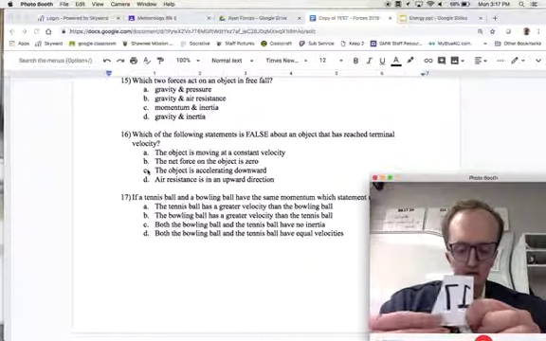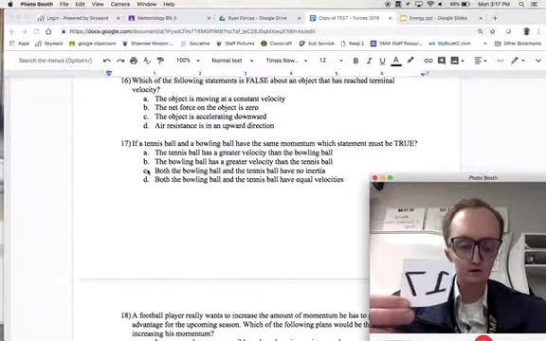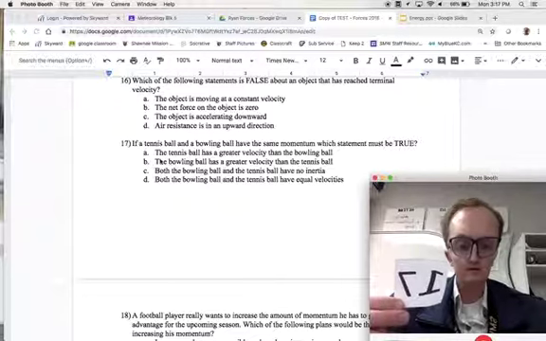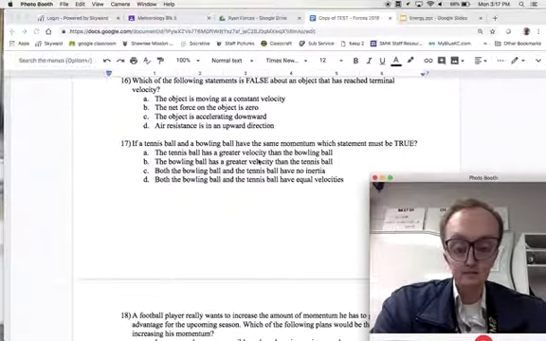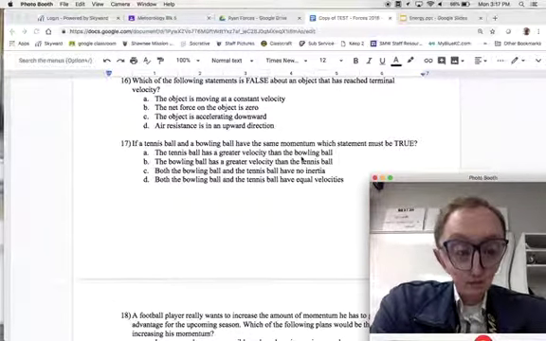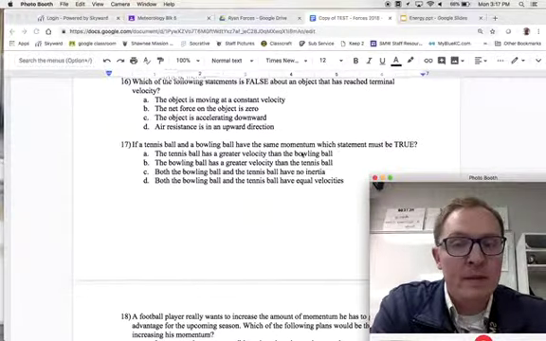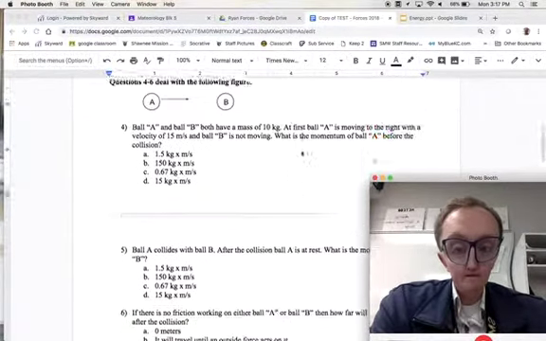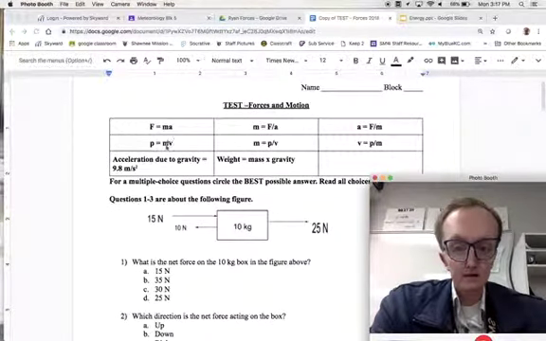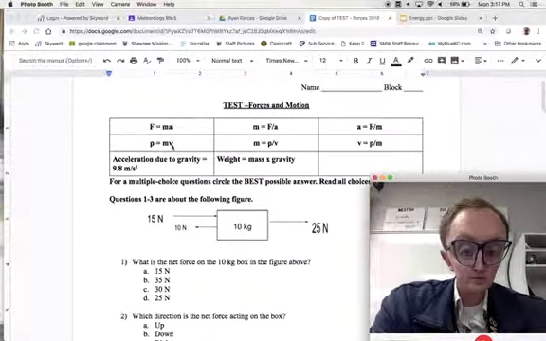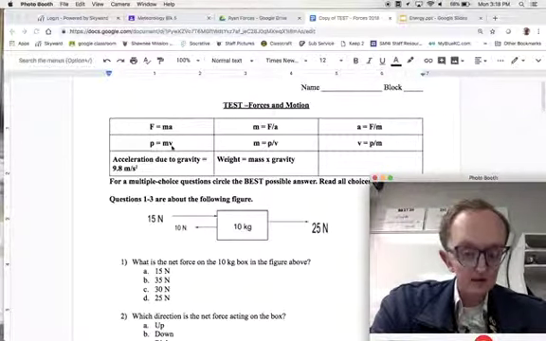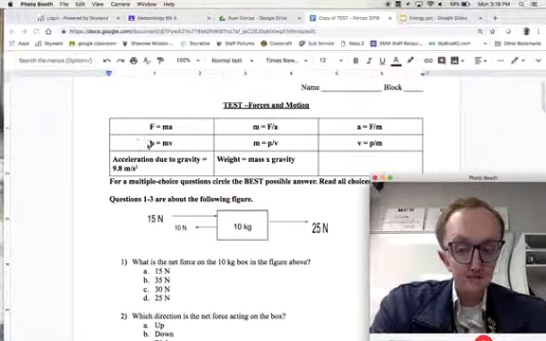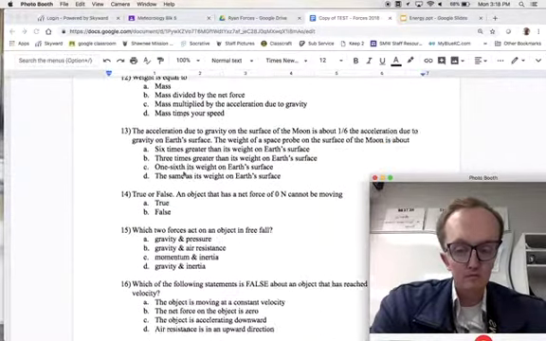Number 17, coming at you. If a tennis ball and a bowling ball have the same momentum, which statement must be true? The tennis ball has a greater velocity than the bowling ball. That sounds like the right answer. Why? If they have the same momentum, remember that momentum is calculated by the mass of an object and the velocity of an object. A bowling ball clearly has the bigger mass, so the tennis ball has to have the greater velocity if they're both going to have the same amount of momentum.